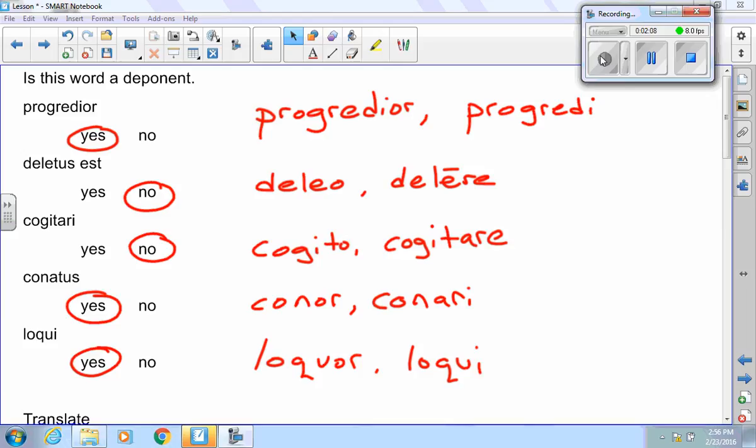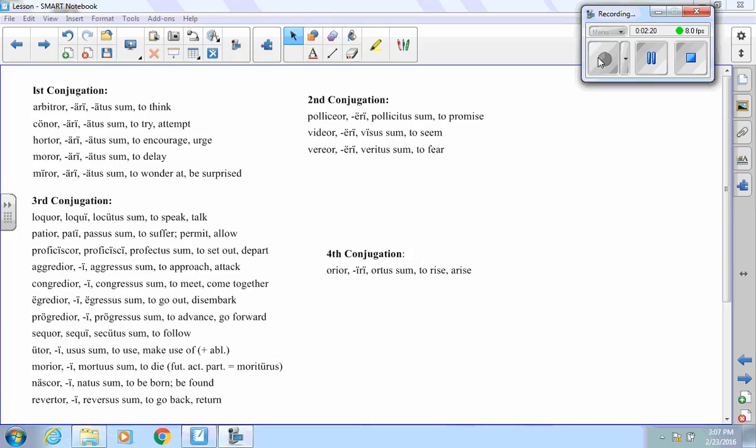Conatus comes from conor, conari, that is passive form. I have deponent. Loqui comes from loquor and loqui. Those are passive as well. So passive form equals deponent. Here is a list of deponent verbs that you will see. Hopefully you can see them. Some of the ones that are on here are first, some are second, some are third, and some are fourth. I've labeled them for you.